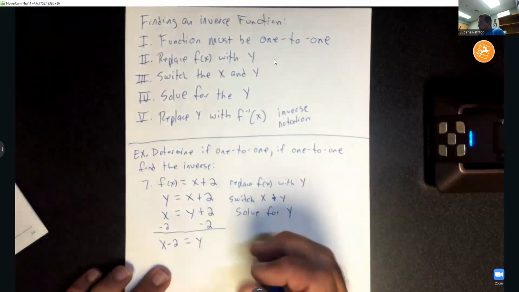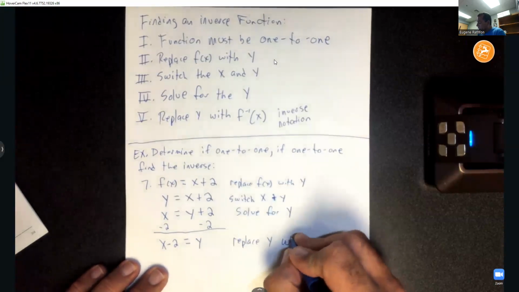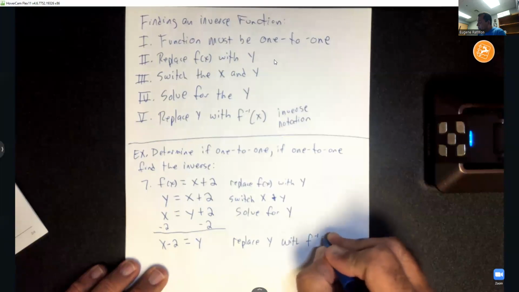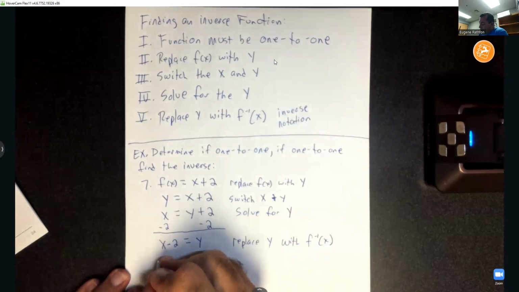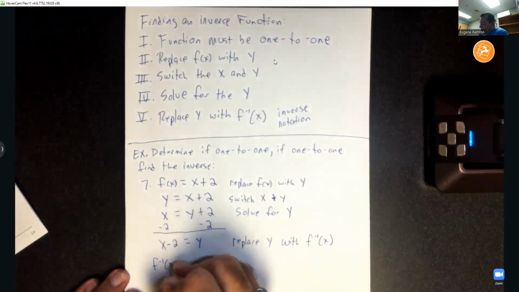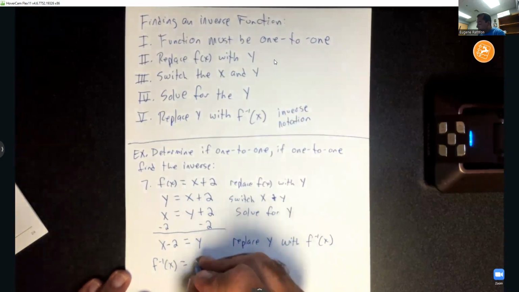So I've got my y solved for, so now I'm going to replace y with f-1 of x. And at this point, what I'm going to do is I'm just going to put my f-1 of x on the left side. And that's going to equal my x minus 2.